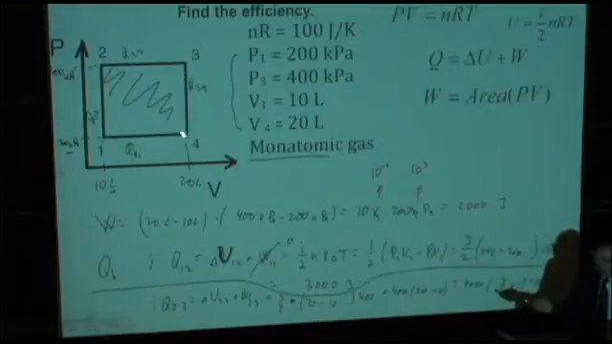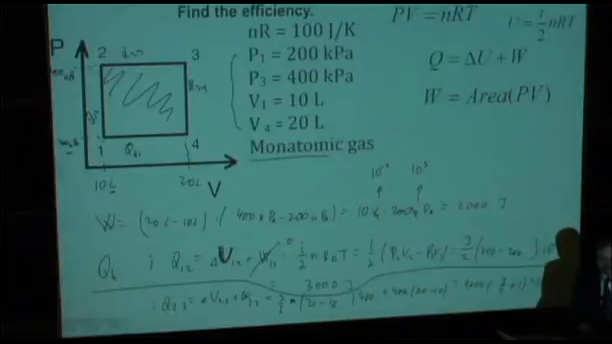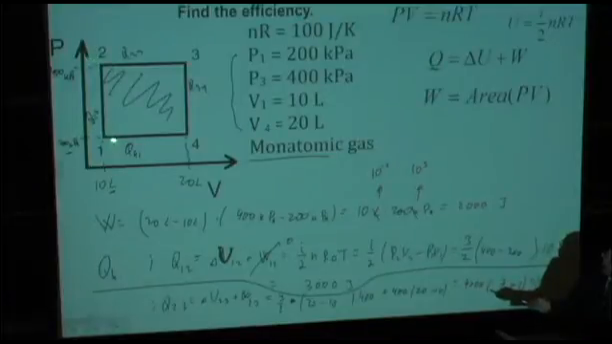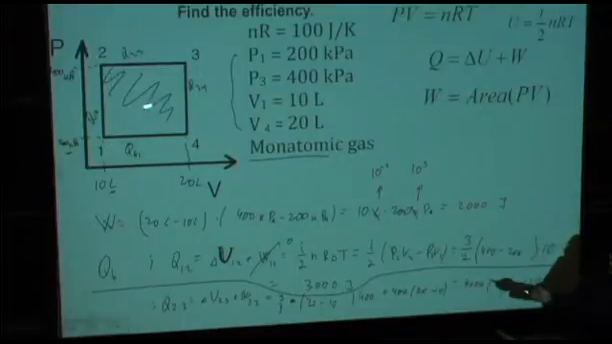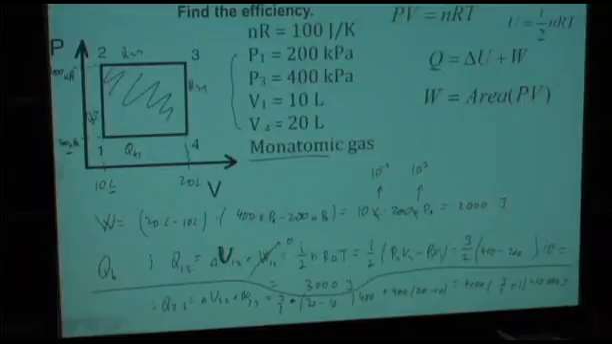Q3,4 and Q4,1 turn out to be both negative because they're opposite to these processes. If volume is constant and pressure rises, delta U is positive. Here volume is constant and pressure decreases, so delta U has to be negative. Same here. So these two Q's are not part of QH.